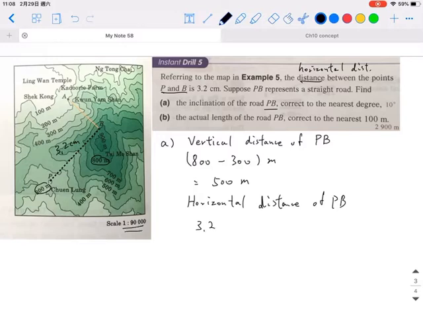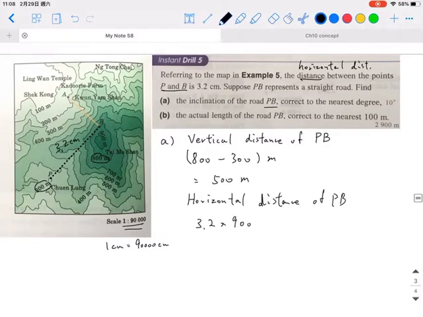And pay attention to the scale, 1 to 90,000, which means 1 cm equals 90,000 cm. So if the horizontal distance is 3.2, then the actual distance is 3.2 multiplied by 90,000 cm, which is equal to 288,000 cm. We need to change to the same units, so that means it's 2,880 meters.